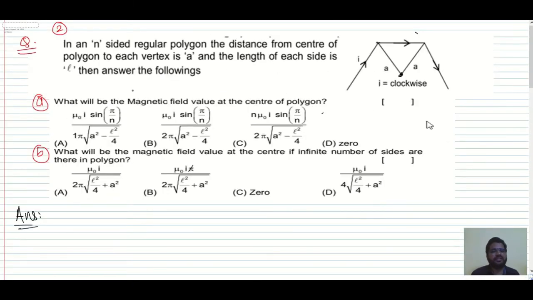This is the second question now. In an n-sided regular polygon, the distance from the center of the polygon to each vertex is A and the length of each side is L. Then answer the following. We have to find firstly the magnetic field value at the center of the polygon. Okay. So firstly we'll calculate what is the magnetic field value at the center of the polygon.